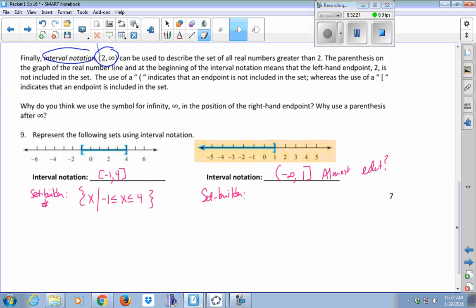Parenthesis, right. So you use a parenthesis anytime, right here. Why do you think we use a symbol for infinity in the position? Why use a parenthesis? Always parentheses with infinity or negative infinity. So good, Elise. Thank you for being brave. Yep. Because, no, that's a bracket because 1's in the set. So 1 gets to be in there.